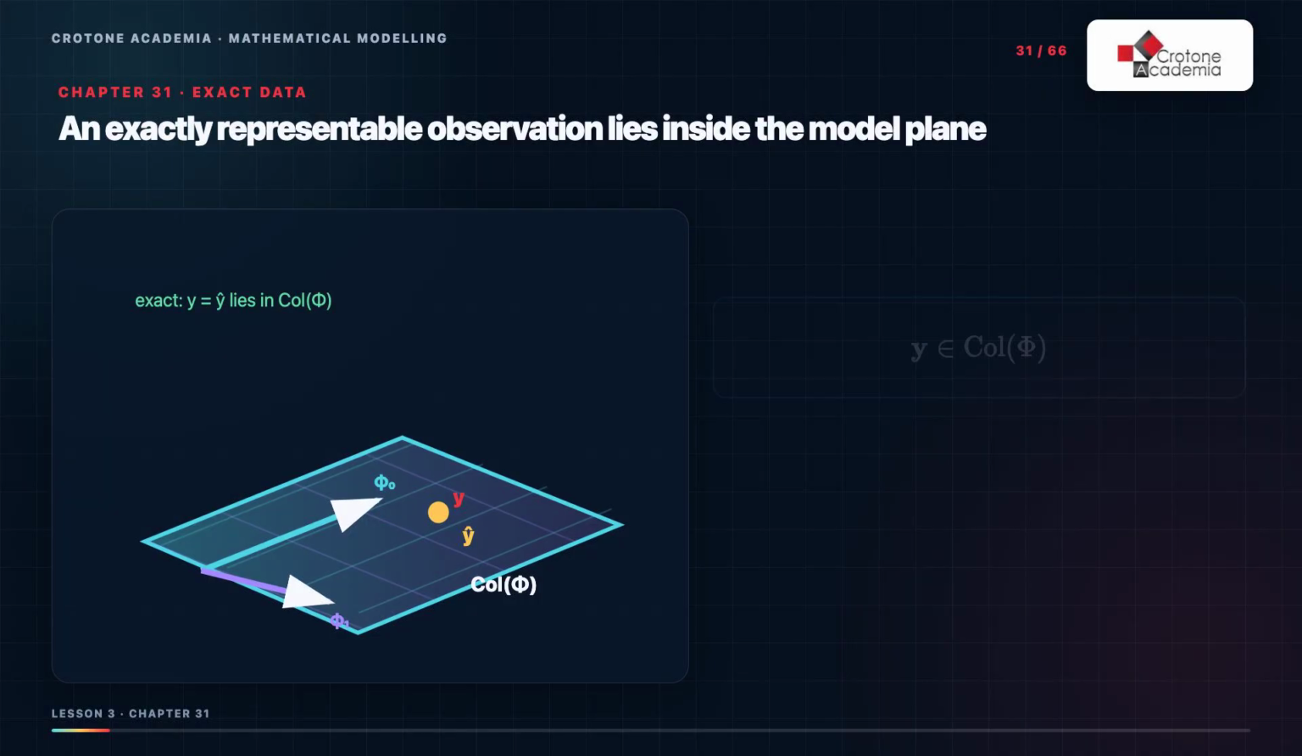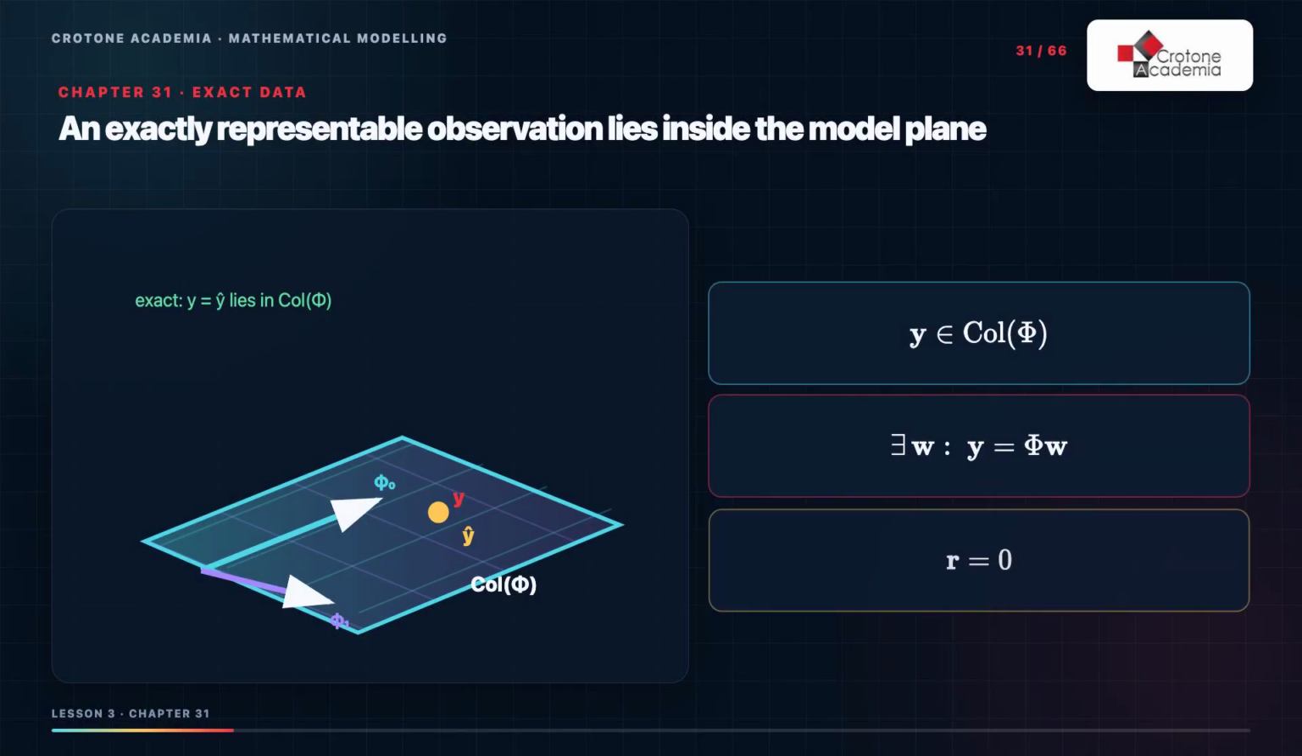If the 3 observations lie exactly on some straight line model, their vector y lies in the column space plane. A parameter vector reaches that point exactly, so y equals phi w, and the residual is 0. In this case, projection does nothing because y is already in the model space.